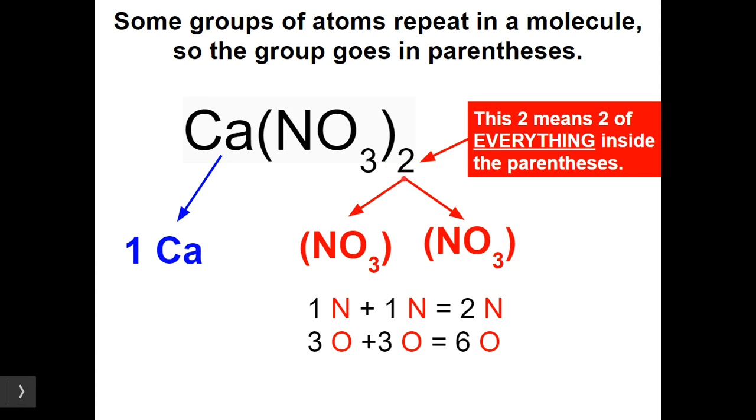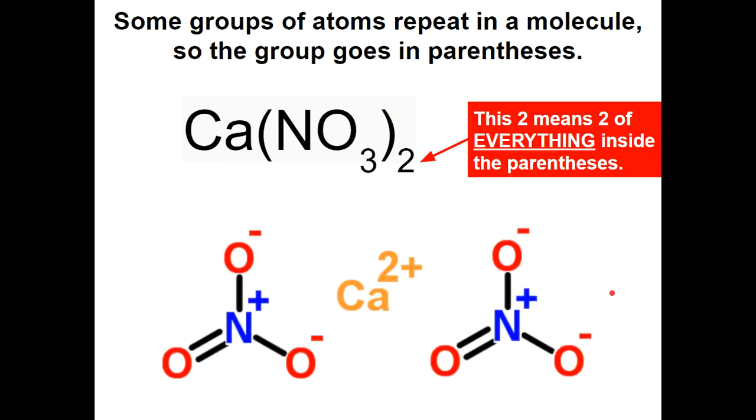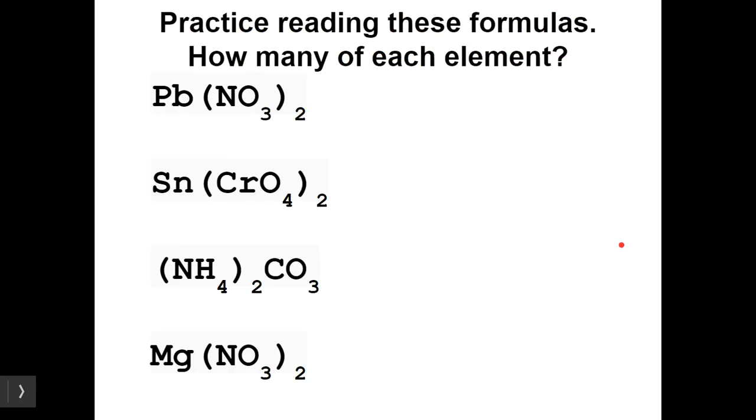Okay. You can do this the way that you kind of would in math, where you multiply the number on the outside by the parentheses. So 2 times 1 N is 2 N's. 2 times 3 O's is 6 O's. Okay? Hope that's clear. Let's go through some examples. Oh, that's just showing, in case you're wondering, what that actually looks like. This group comes up over and over in your chemical life.